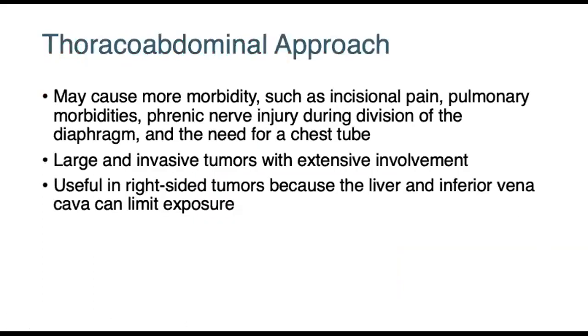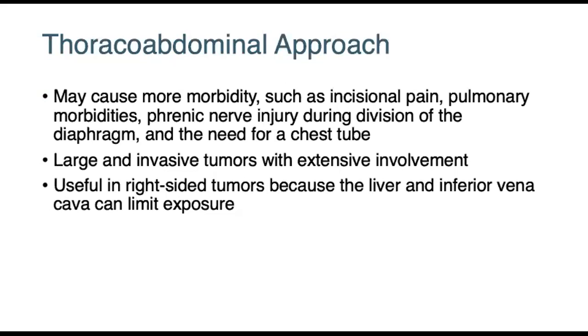Next, the thoracoabdominal approach offers the best surgical exposure for the retroperitoneum. As I've read, it's technically still retroperitoneal. The adrenal gland and great vessels may cause more morbidity, such as incisional pain, pulmonary morbidities, phrenic nerve injury during division of the diaphragm, and the need for a chest tube. This approach is generally reserved for large invasive tumors with extensive involvement of the surrounding structures of the vena cava that cannot be safely removed via the transabdominal approach.